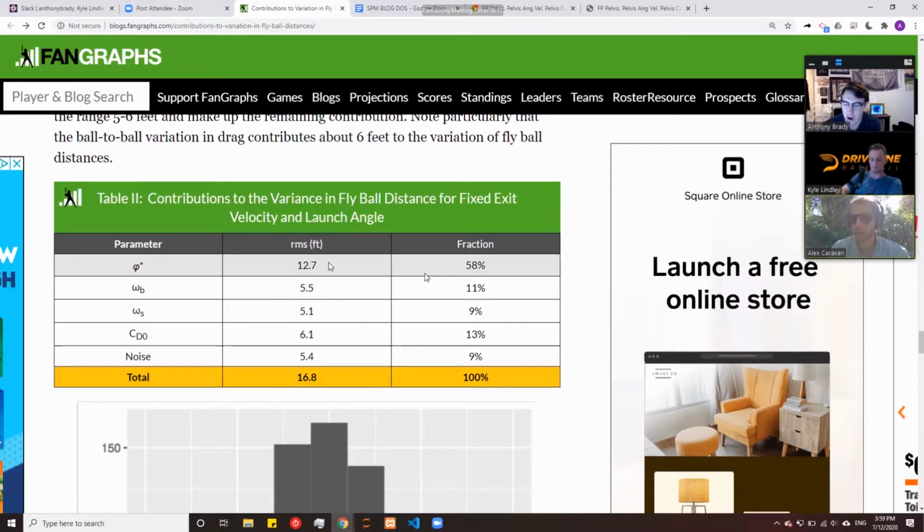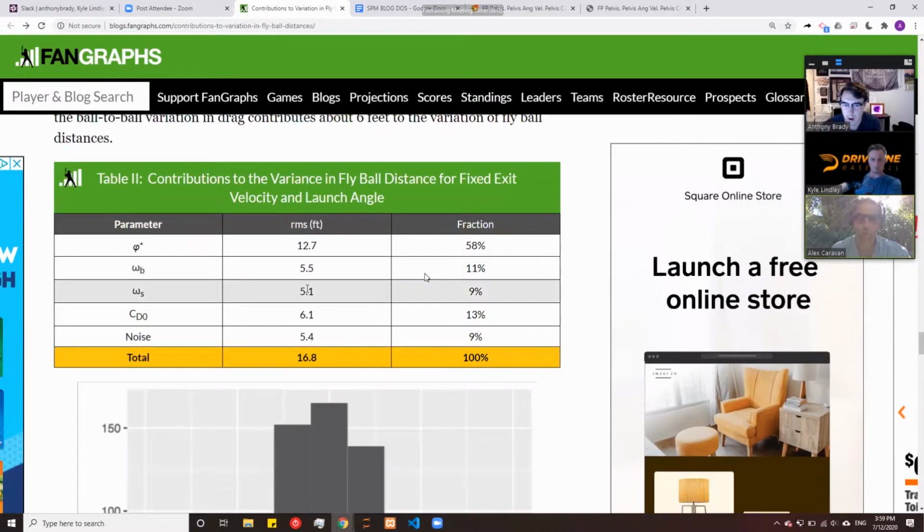Obviously, all of them together explain the most variation. The adjusted spray angle was the strongest by far, and then the other ones are all fairly similar: the magnitude of backspin, side spin, the spin independent drag coefficient, and then just the natural noise.